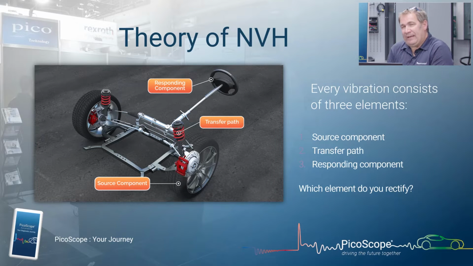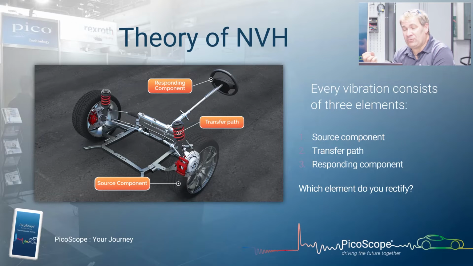And then once we've got a head around the kind of noises and vibration we feel, we need to start to understand about the different places within the vehicle, within the machine that we're operating on, and how they affect each other. We call these, first of all, the source components. That tends to be the cause of the noise or vibration. And then we have something that we call a transfer path, which leads us towards a responding component.